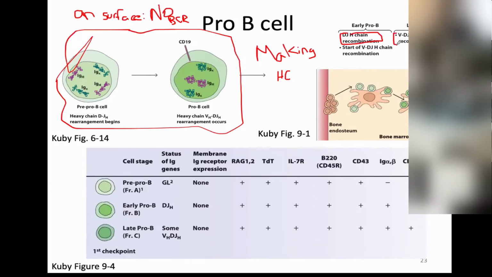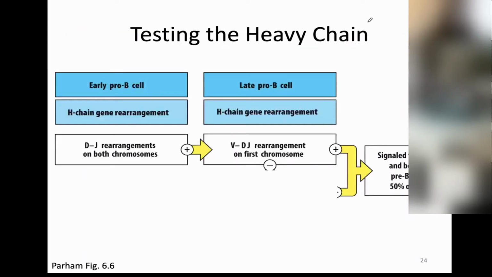And once the pro B cell has done that job, it needs to actually test the heavy chain that it's made. Because it doesn't make a whole lot of sense to go ahead and make a light chain if you did a bad job making a heavy chain. And so our B cell is now going to test the heavy chain to see if the heavy chain that it has made is correct.